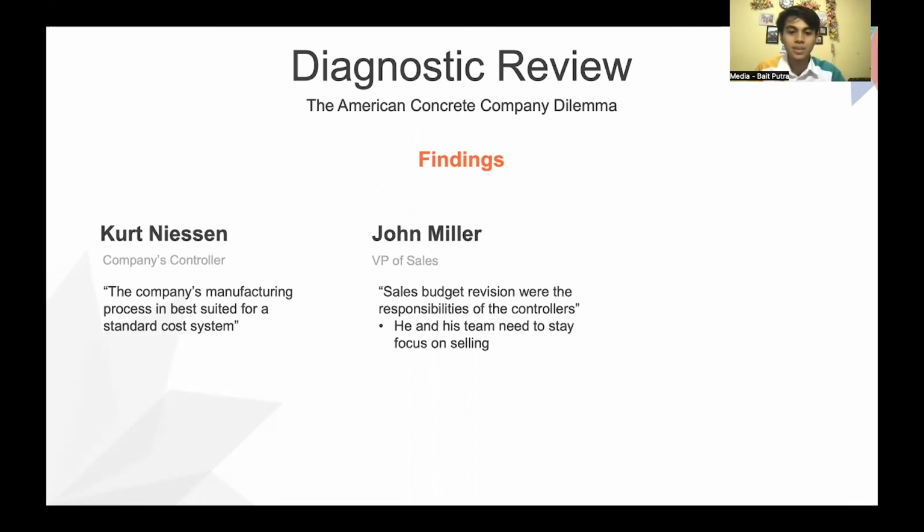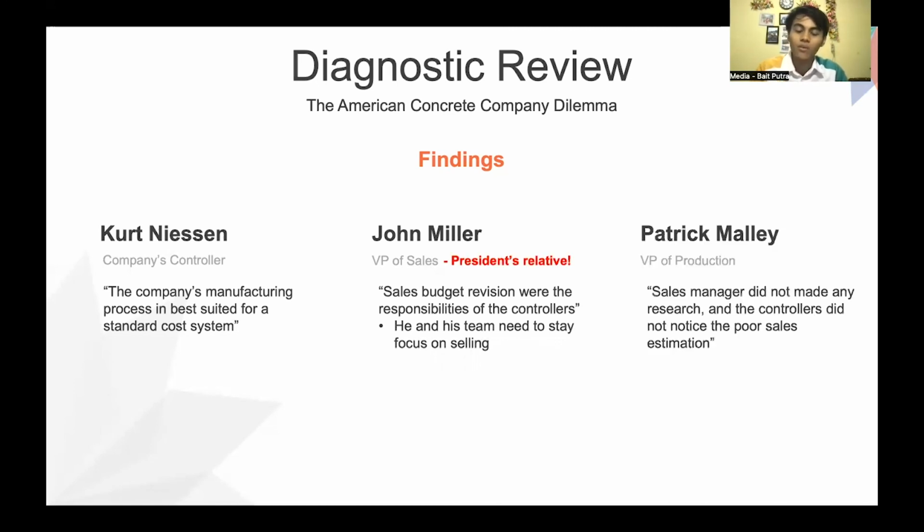So John Miller simply says that it is not my job to create budget revisions, even though she's in the sales department, and she's throwing the burdens onto someone else. And then, oh yeah, one thing to note is that John Miller is the president's relative, so there is little we can do about that.